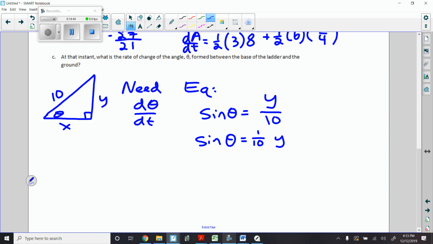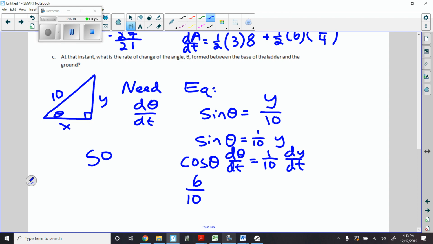Okay, now I'm ready to do the derivative. The derivative of sine theta we know is cos theta. But don't forget to tack on your d theta dt. Equals, the derivative of 1/10 y is very simple. It's just 1/10. But then I got to tack on dy dt. Okay, now I can plug in and I can use numbers for everything. Cosine theta then would be x over 10, and x we have been using as 6. So it's 6 over 10.